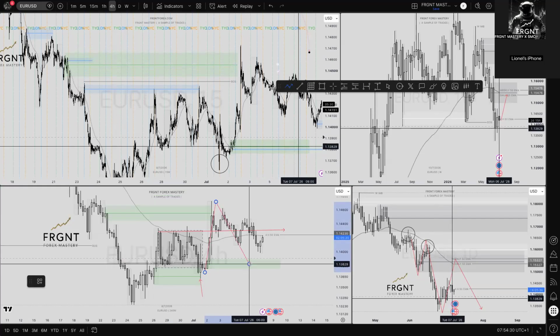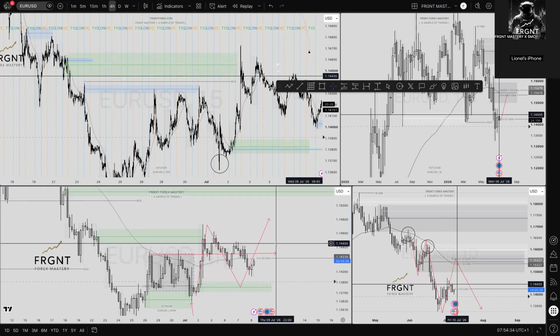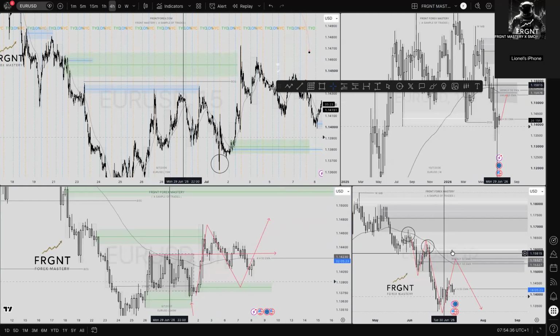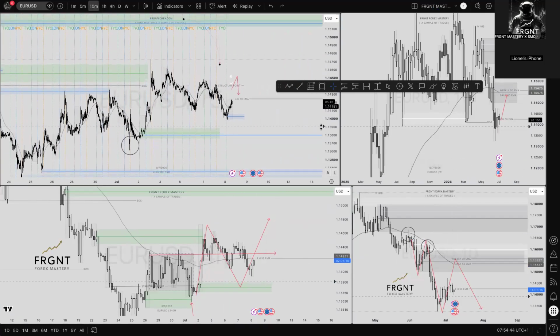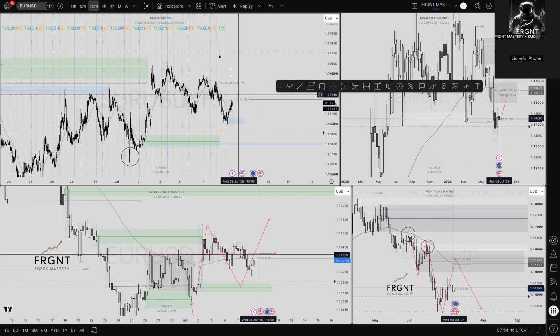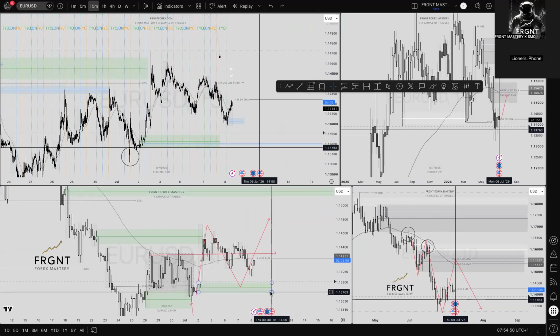Now I want price to roll back down for the higher low, for the higher high on the 4-hour time frame. And then looking at higher time frames, we understand why price would want to gravitate towards the upside anyway. So longer story short, Euro US dollar, I am long bias based on the 4-hour order block. So the 4-hour order block just here.